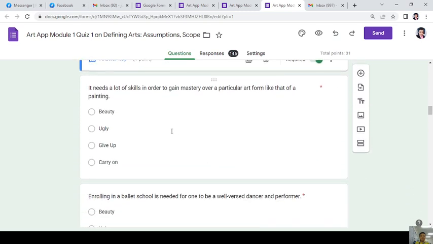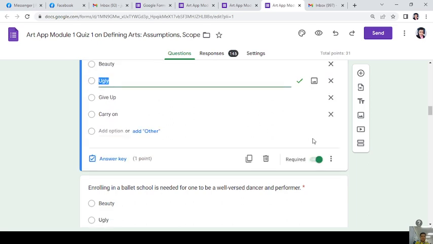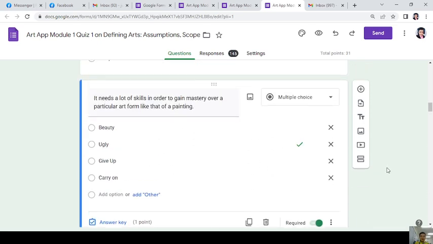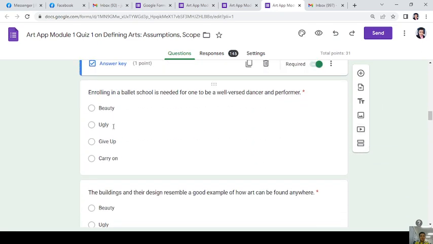Next, it needs a lot of skills in order to gain mastery over a particular art form like that of a painting. Does it really need a lot of skills? True or false? It's false. Even if you don't have a skill, you can still be an artist.